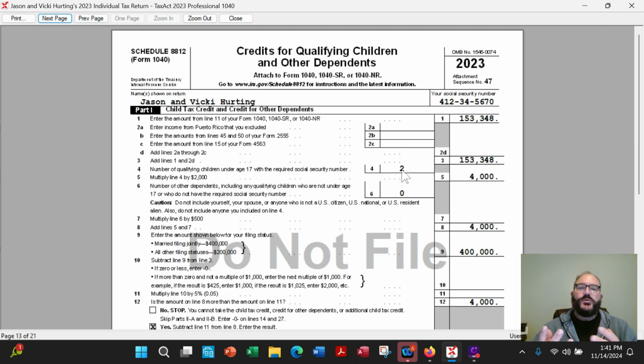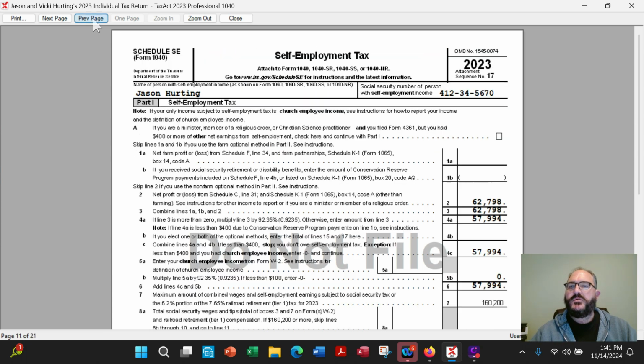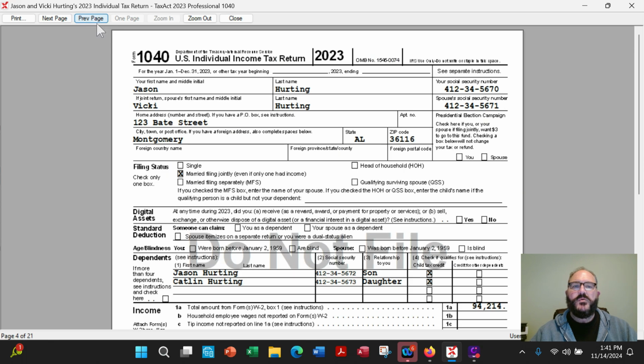So again, it's kind of cool. Check this out. You know, it knew what to put in all these different places. And let's go back here to all the way up. Let's go through the whole return.